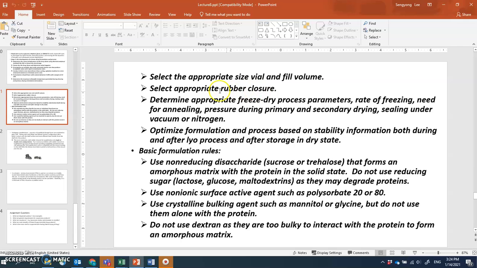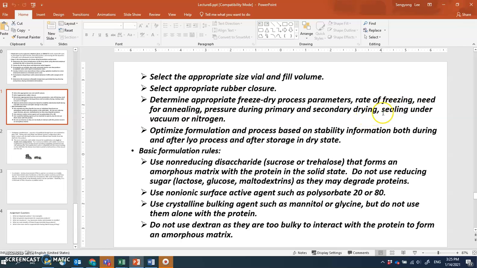We'll talk about the rubber closure system, why they are important, because you have to provide the little channel where vaporized water can escape from your vial. So you have to use a unique rubber closure system for your freeze drying product. And then determine appropriate freeze-dry process parameters, such as rate of freezing, need for annealing. So it's not just the primary freezing, secondary freezing, and evacuation. If you have to do the annealing, you need to provide the condition as well, and pressure during your drying. All those things should be characterized.